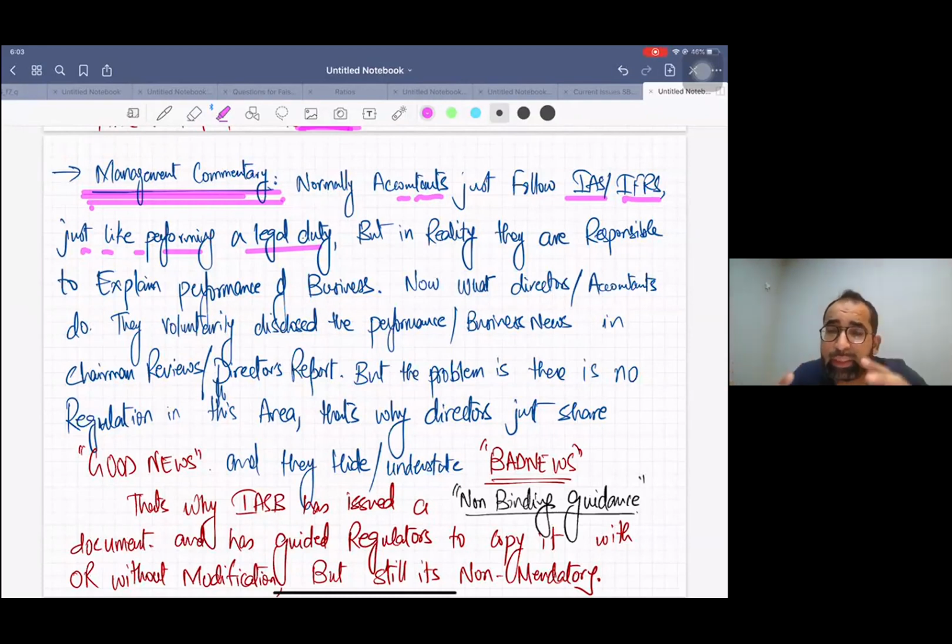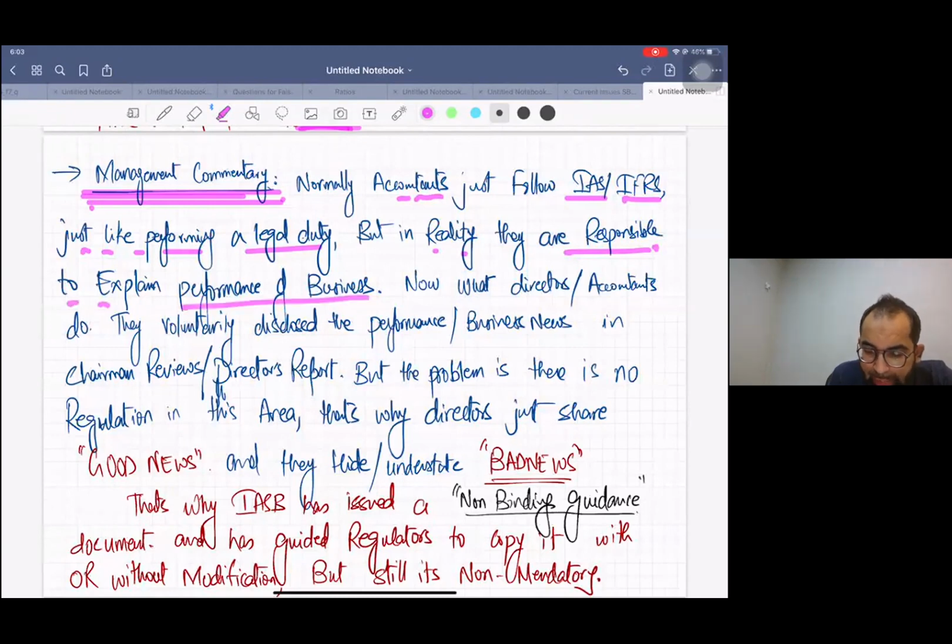So at least in the financial statements, we must have such an area where we communicate these future changes to our shareholders, and these are also business risks, and shareholders must be aware of this. So only number crunching, only the balance sheet and income statement, is not enough, because the income statement and balance sheet relate to past data. But in reality, they are responsible to explain the performance of the business.